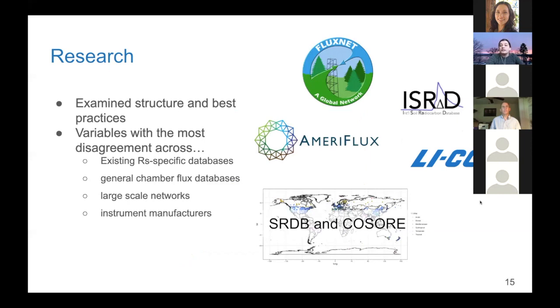In our research into existing standards, we've looked at the structure, best practices, as well as variables with the most disagreement we found across various networks. And those include large global networks like FluxNet, ISRA, the International Soil Radiocarbon Database, Ameriflux, as well as manufacturers like Licor and Eosense, and soil respiration specific databases like the SRDB and COSOR.